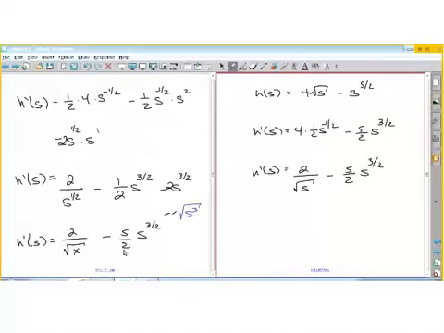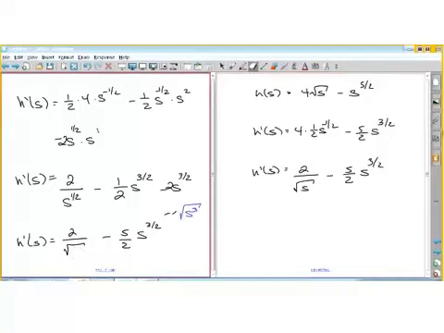If I go here, you can see I got, oh, I don't know why I did X there. Fix that, sorry. Anyway, now it looks like 2 over the square root of s minus 5/2 s to the 3/2. Okay, so that's good, I checked.